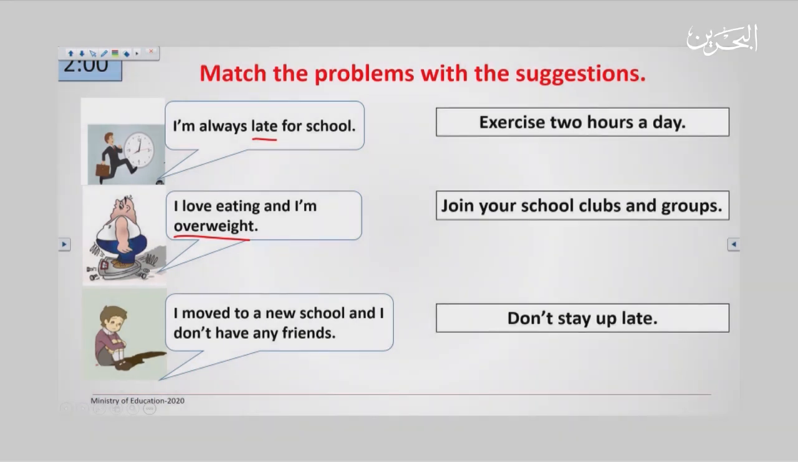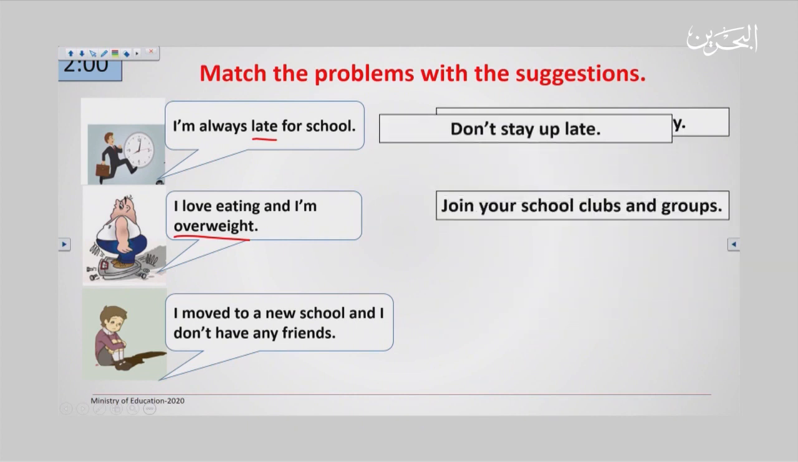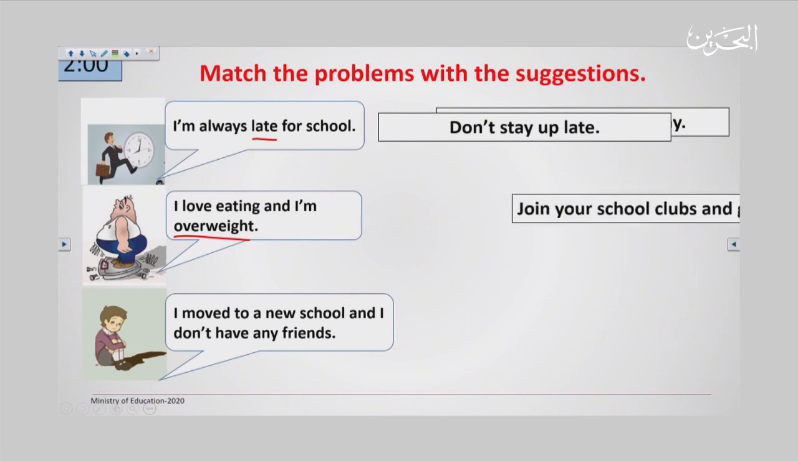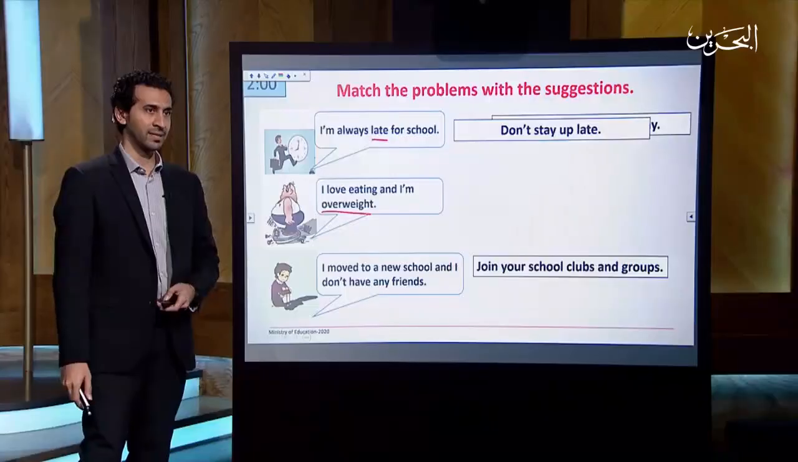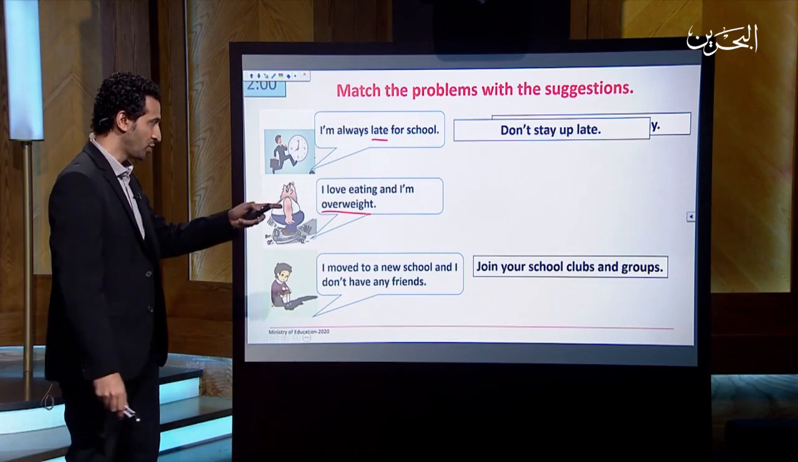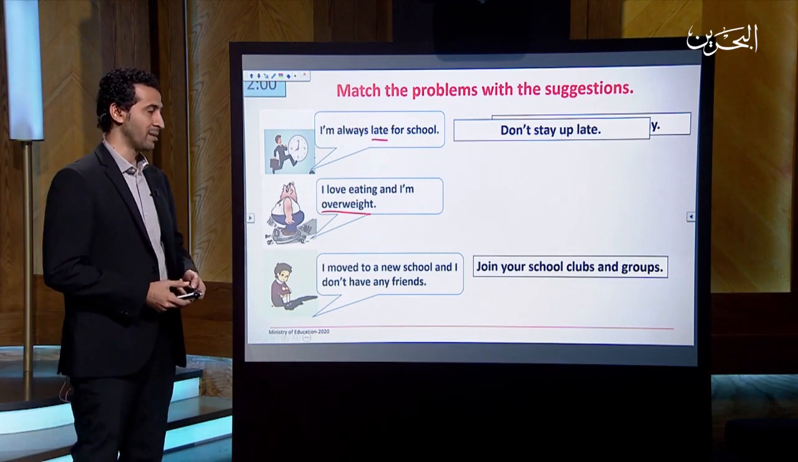All right, now let's match each problem with the correct suggestion. I hope that you got it correct, so let's check. The first problem, I'm always late for school, goes with don't stay late. What about the second problem? Or the third one here, I moved to a new school and I don't have any friends. So it goes with join your school clubs and groups.